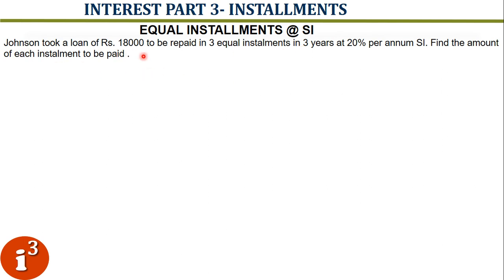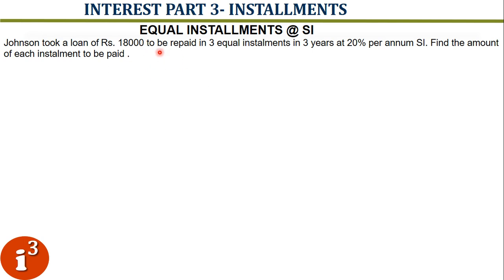Johnson took a loan of rupees 18,000 to be repaid in 3 equal installments in 3 years at 20% per annum simple interest. Find the amount of each installment to be paid. So how much is the loan amount? 18,000 is the loan amount. You will pay it in 3 equal installments in 3 years at 20% per annum. So will you pay 6,000 per year? 6,000 into 3 is 18,000. No, you will not do that.